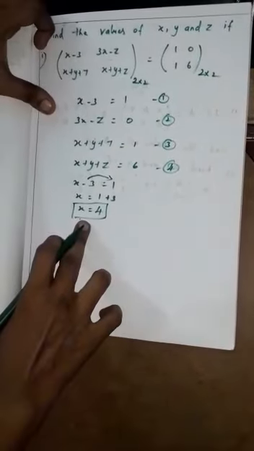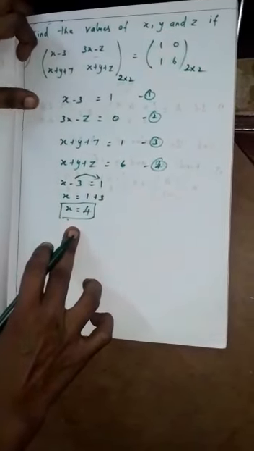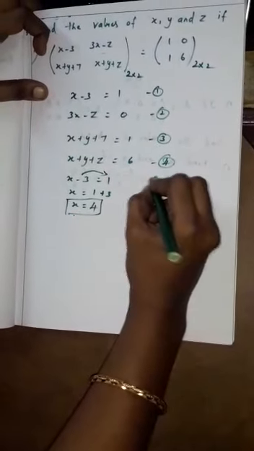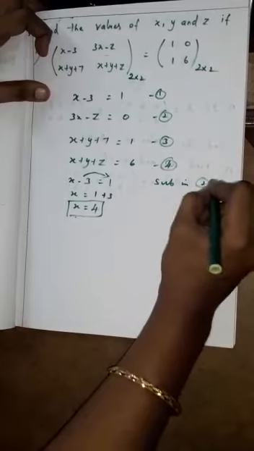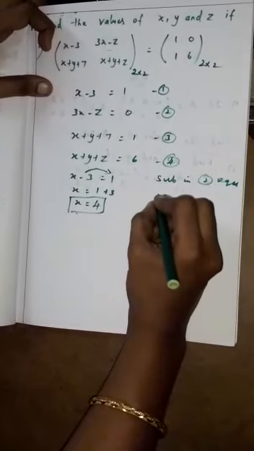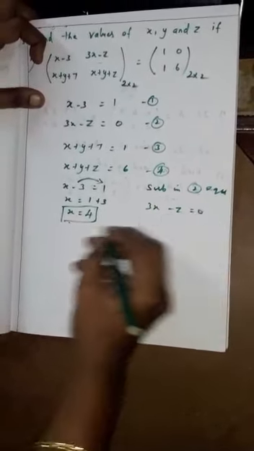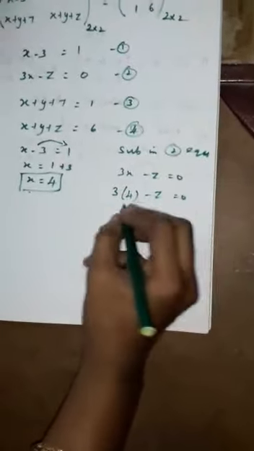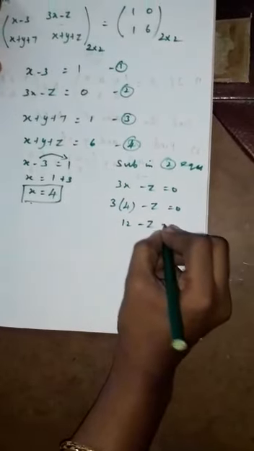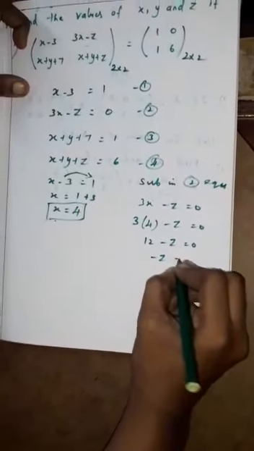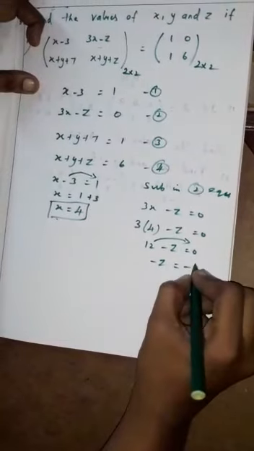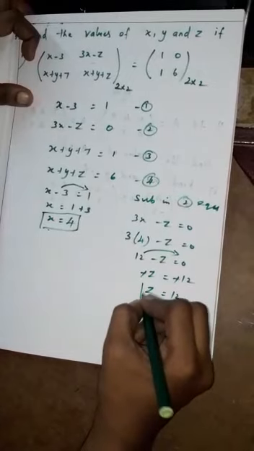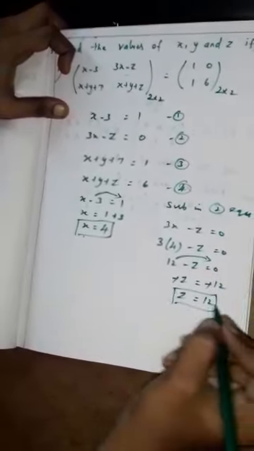Next, substitute this value in any other equation to find the remaining values of y and z. Substitute in the second equation: 3x minus z equal to 0. What is the x value? 3 into 4 minus z equal to 0. 3 fours are 12, minus z equal to 0. Minus z equal to minus 12. Minus minus cancel on both sides. So z equal to 12. Then we found the x and z values.